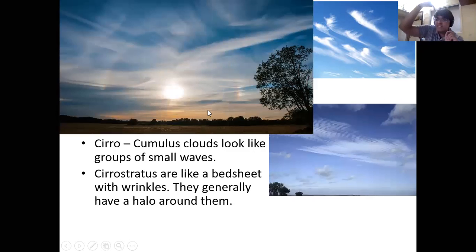The ring, the ring that is above an angel's head, that is called a halo. So this is the ring. So you can see it looks like a bed sheet with wrinkles. This is cirrus, this is cirrocumulus, and this is cirrostratus.